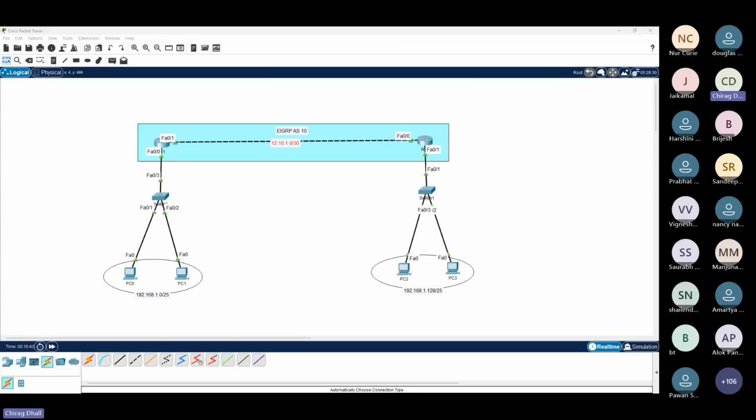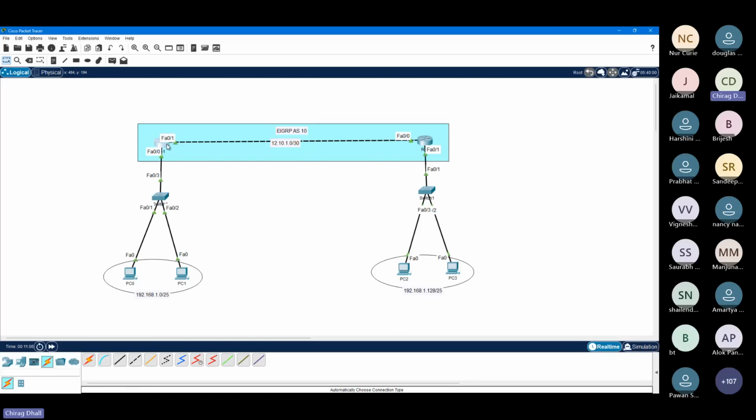Shall we proceed and look at how EIGRP can be configured? All right. I will go on my router number 1. Now, before we speak about configuring EIGRP, there is something called a wildcard mask, which we have to understand.